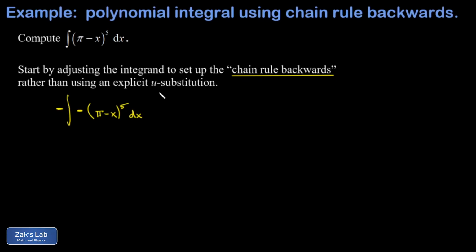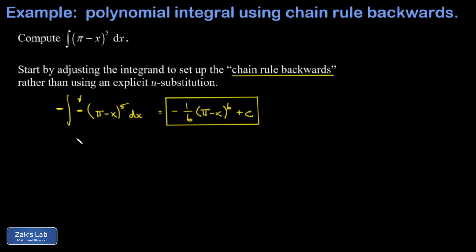So there's that adjustment. And now that I see the derivative of the interior sitting right next to a power of that inner function, the antiderivative is guessable. I just get a 1/6 times whatever that function was to the 6th power, just using the power rule for antiderivatives. Don't forget to put a plus c on it.